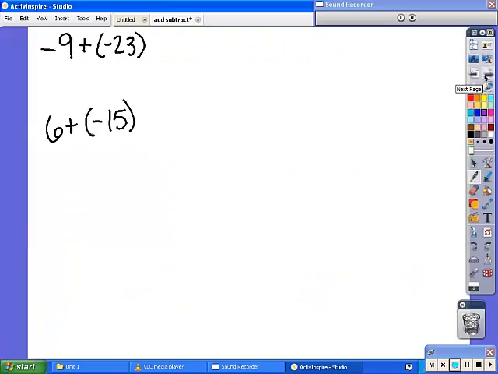All right, negative 9 plus negative 23. Same sign, telling us our answer automatically is a negative. Okay, if you need to, come over here and line them up vertically and add. 9 plus 3 is 12. Carry the 1, 2 and 1. So you get a negative 32.